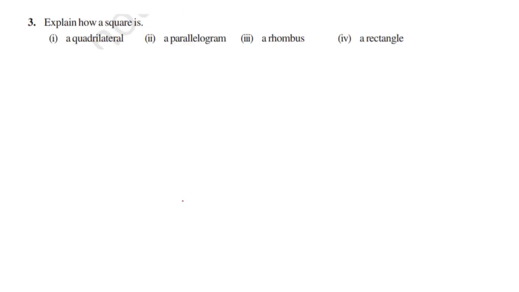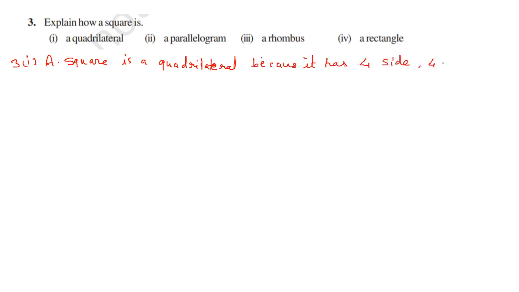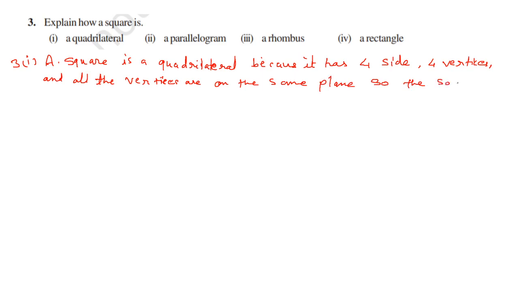Explain how a square is a quadrilateral. First one: a square is a quadrilateral because it has four sides, four vertices, and all the vertices are on the same plane. So the square is a quadrilateral.